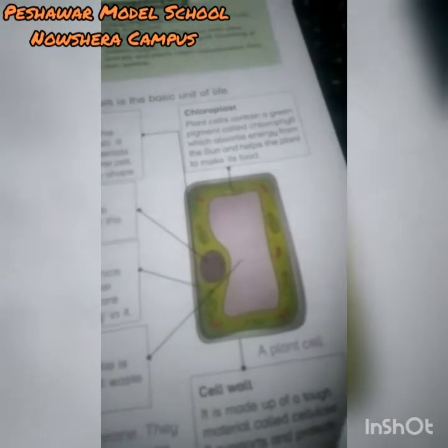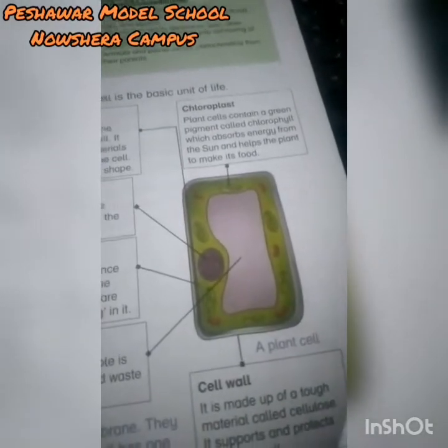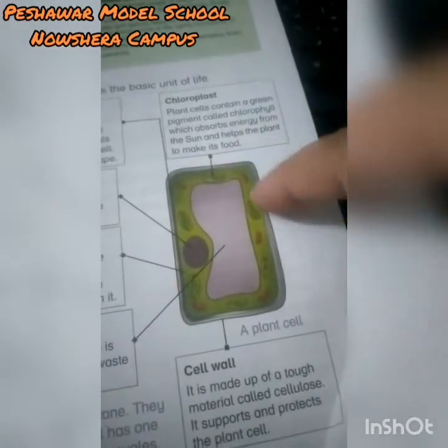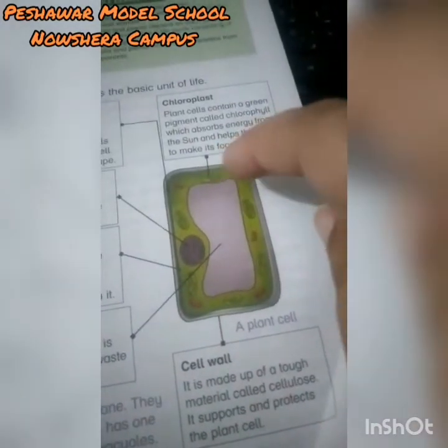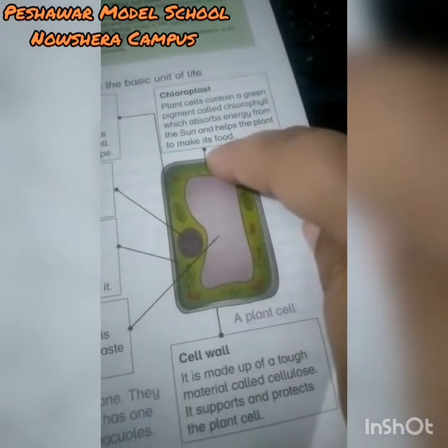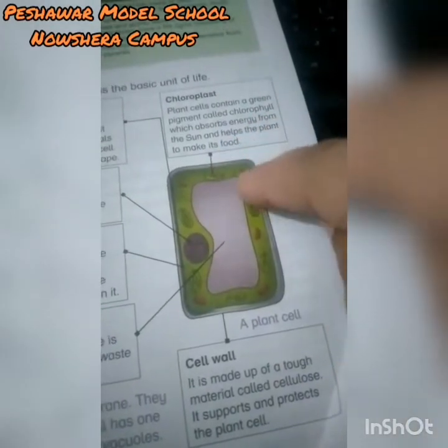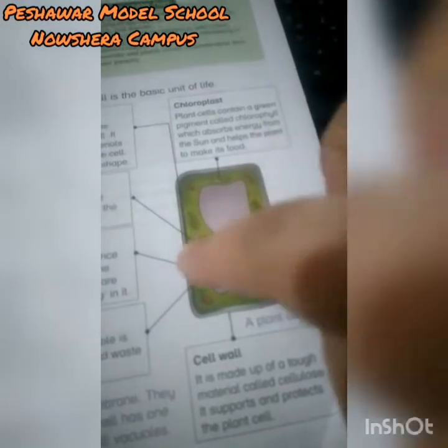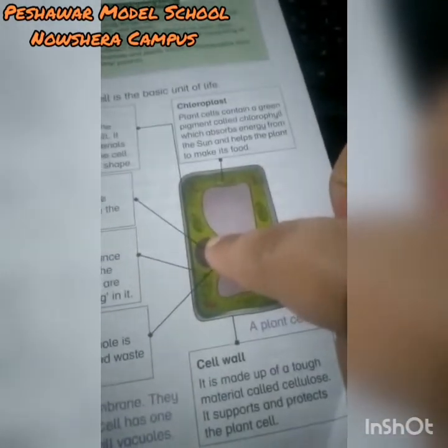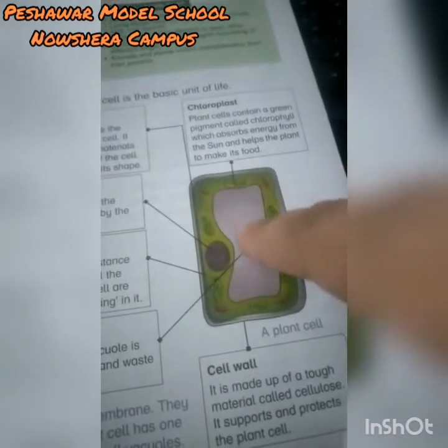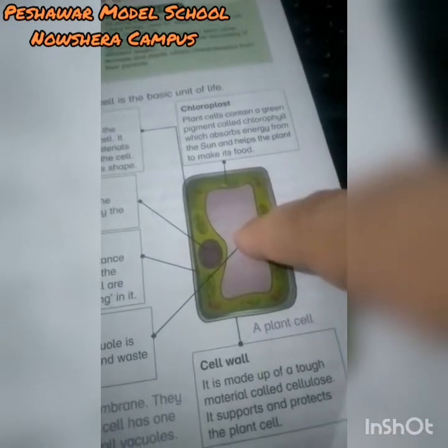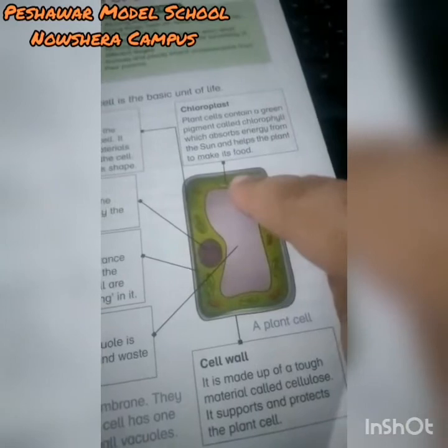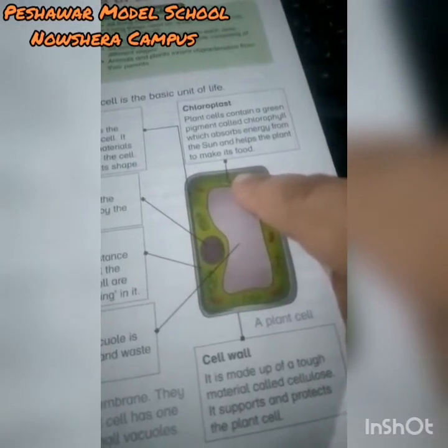This is a simple diagram of a plant cell. This outer layer is the cell wall. After the cell wall, the inner layer is the cell membrane. This green area is the cytoplasm. This brown is the nucleus, and this area is called a vacuole. And the plant cell also has chloroplast, which helps it to make its own food.